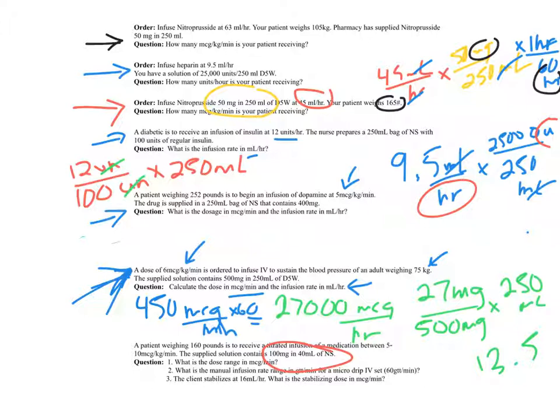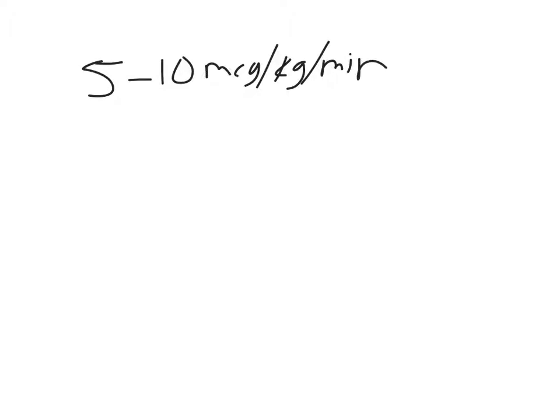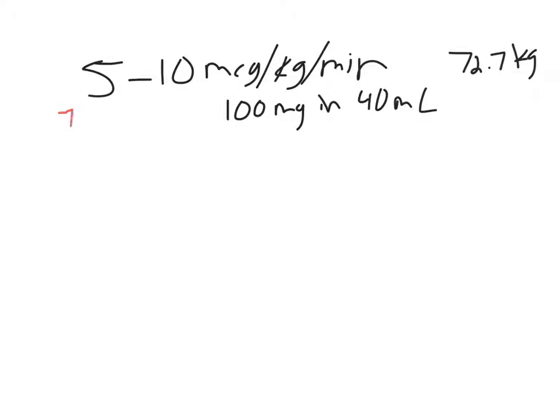So all you have to do is incorporate how it's packaged again, which is 100 milligrams in 40 milliliters. And I'll go back to that to see, if I need to reference it. So it's 5 to 10 micrograms per kilogram per minute. Our patient was 72.7 kilograms. Okay, so the first question just said, what is your range? So remember, that's just incorporating the weight. So what we have to do is just take that weight and multiply it by each side of the range. So the 72.7 we'll multiply by both 5 and 10.